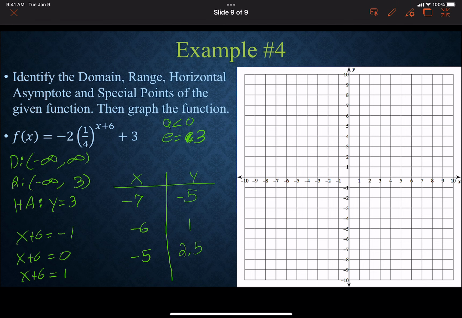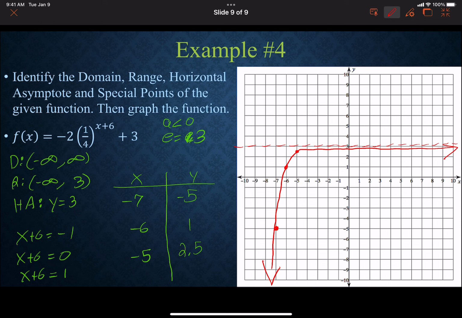So we go ahead, plot all our information, dotted horizontal line at 3. -7, -5 is our first point. -6, 1 is our second. -5, 2.5 is our third. And again, we can see we're flat on the right side. And then we go vertical on the left side to hit those points. And there's our graph. And that's how we're working with our exponential graphs.